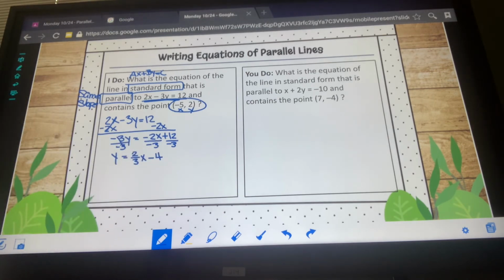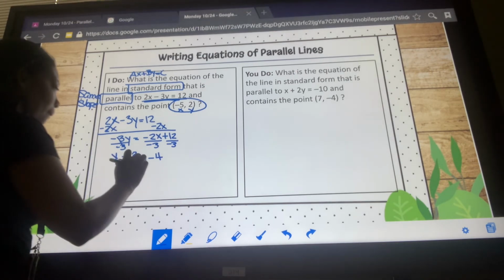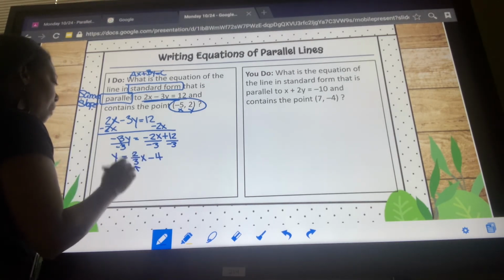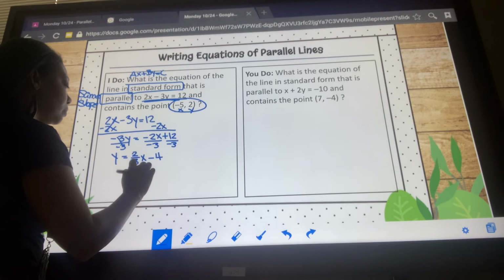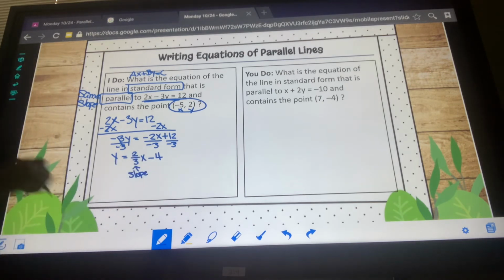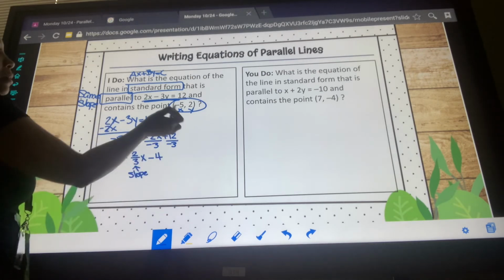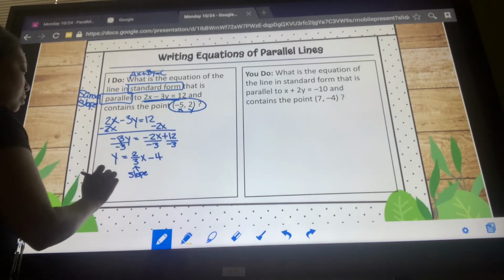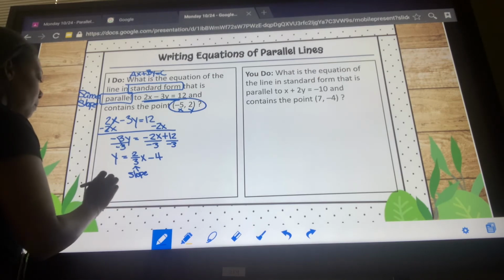Divide everything by negative 3, and then we get y equals 2/3 x minus 4. Okay? Now, guys, we just did this just to find the slope. Because remember, this is not what it's asking for. So here's our slope. After we find our slope, we still have to find our b. So now I'm going to plug in my point here into my equation and find my b.